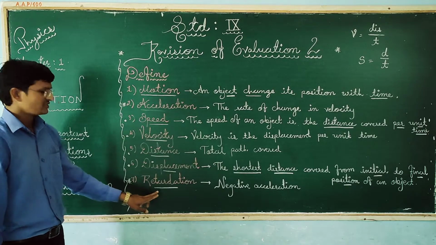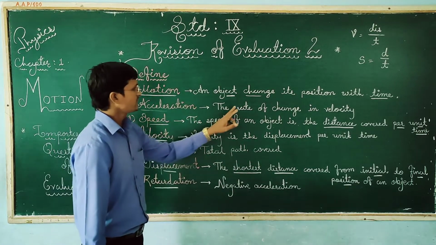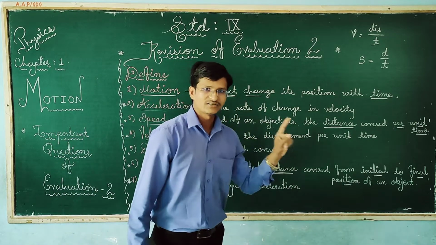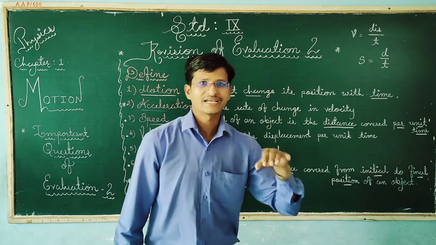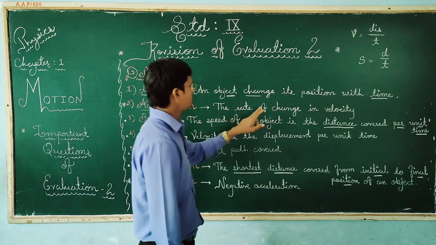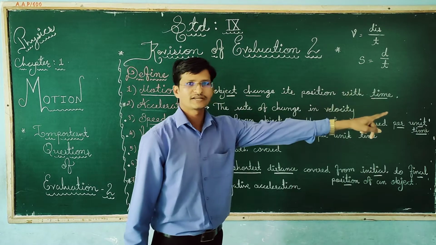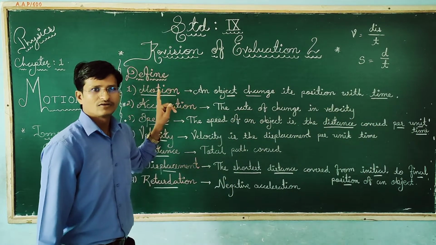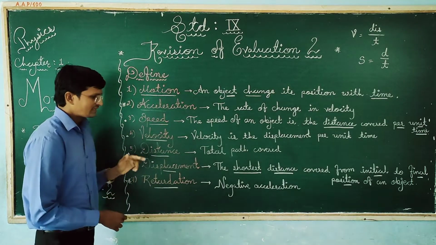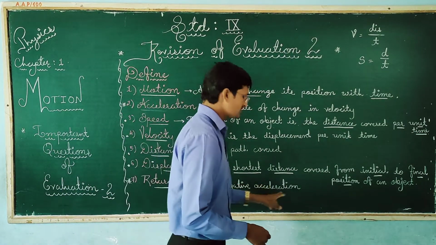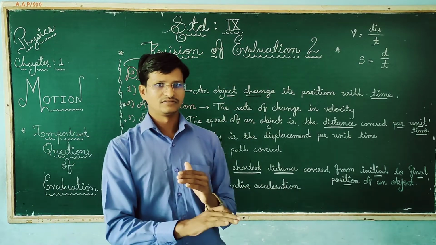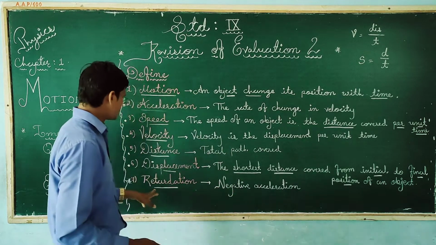Acceleration and retardation. Acceleration is the rate of change in velocity, increasing the speed. You know that, accelerate. So acceleration, the rate of change in the velocity of an object, is called acceleration. And retardation is what? It is a negative acceleration. What is negative acceleration? It means decreasing velocity. Decreasing velocity is retardation.